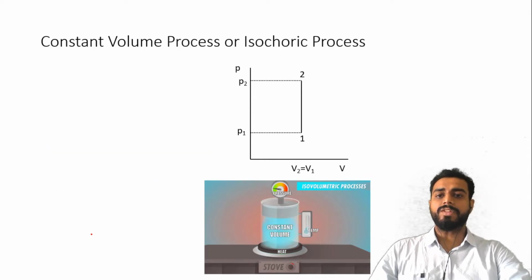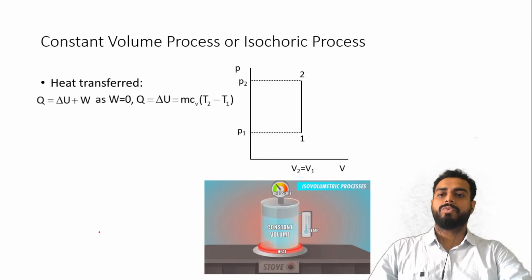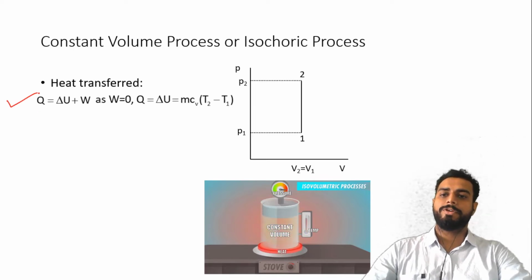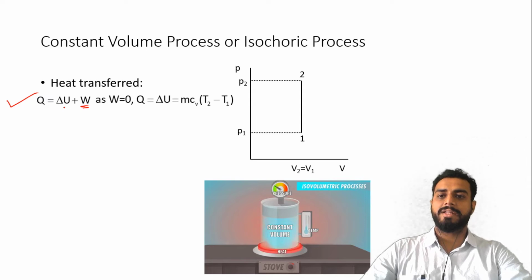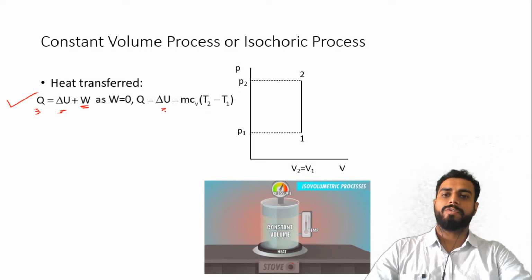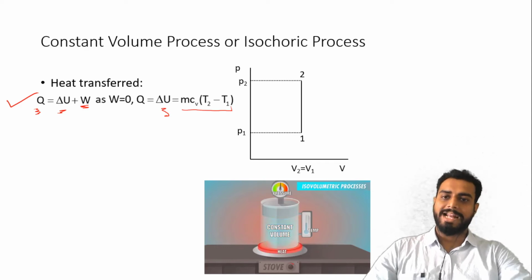Okay. Further, heat transfer. So heat transfer will be equal to what? Q is equal to delta U plus W. You know that according to the first law of thermodynamics. Here W is equal to 0, work done is 0. So whatever the change in internal energy is there, the same will be the heat supply. Okay, so heat supply will be equivalent to delta U, and the value of delta U is already known to us, that is mCV T2 minus T1. I hope you are able to grasp this.